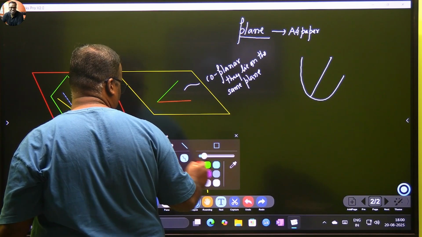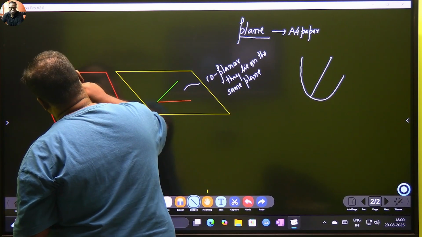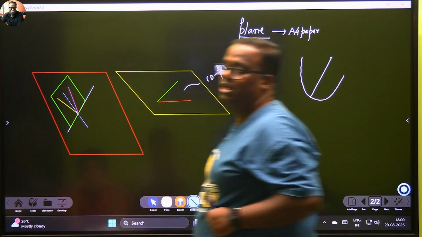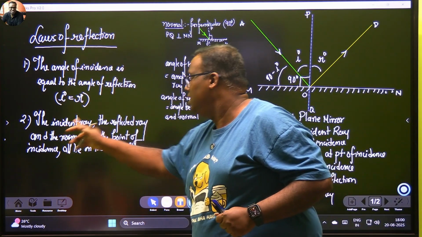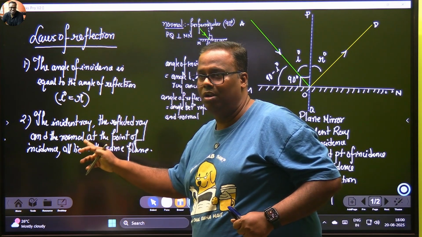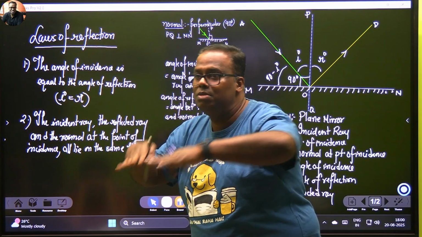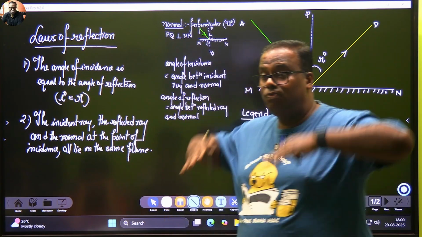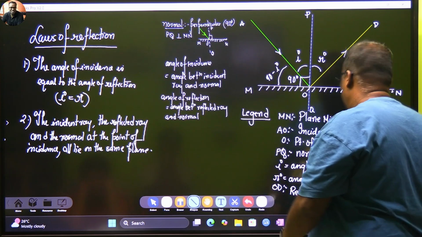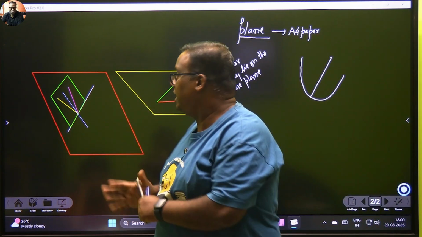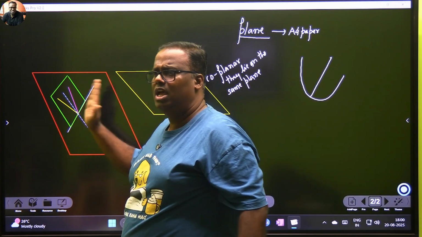So say that's purple. This is what we are trying to explain when we say the incident ray, the reflected ray, and the normal, whenever they are forming at a point of incidence, they are forming in a coplanar manner. Are you understanding? That means at this point of incidence, I can take many A4 pages and align them.